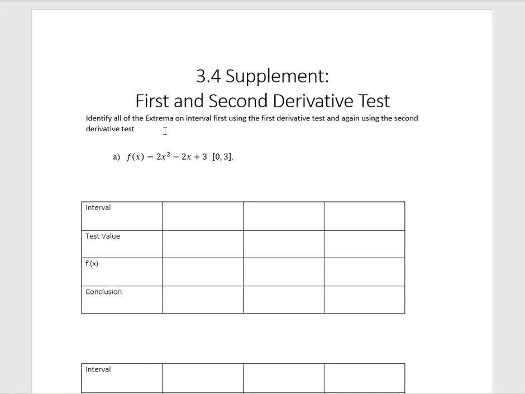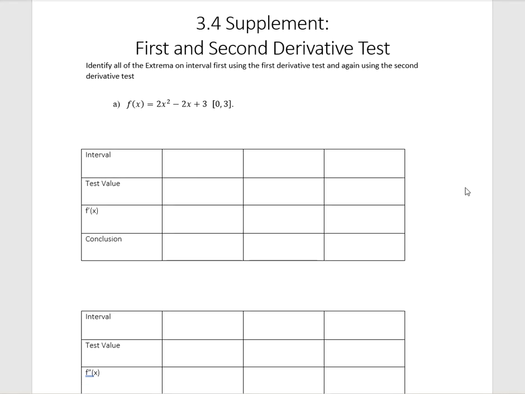Hello. So this is a supplement to section 3.4. 3.4 in our Larson text is second derivative test, points of inflection, intervals of concavity. So this supplement compares the first and second derivative tests because remember, they both tell us when we have extrema, maximums and minimums also.